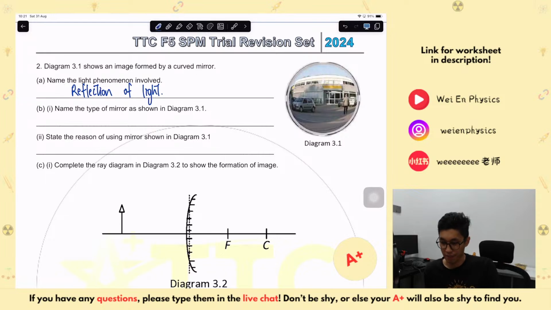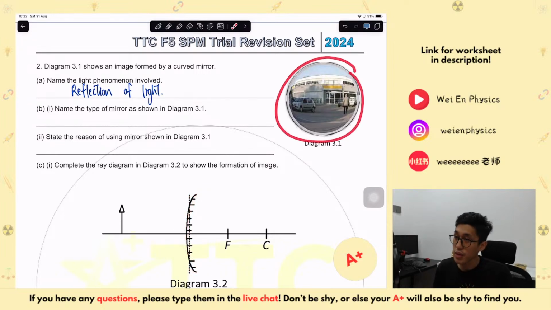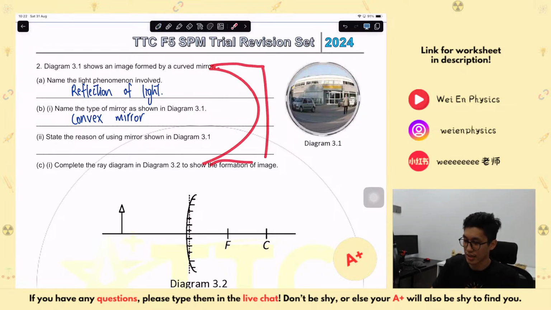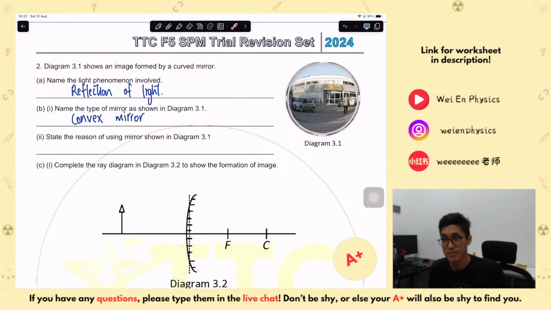Okay, reflection. The type of mirror shown here is actually this kind, where it is curving outwards. This kind of safety mirror or wide angle mirror is always this type, which we call convex mirror. If it's curved inwards like that, then it's concave, because it's like a cave you can stay inside. So this one shooting out will be convex. And all these wide angle mirrors must be convex.